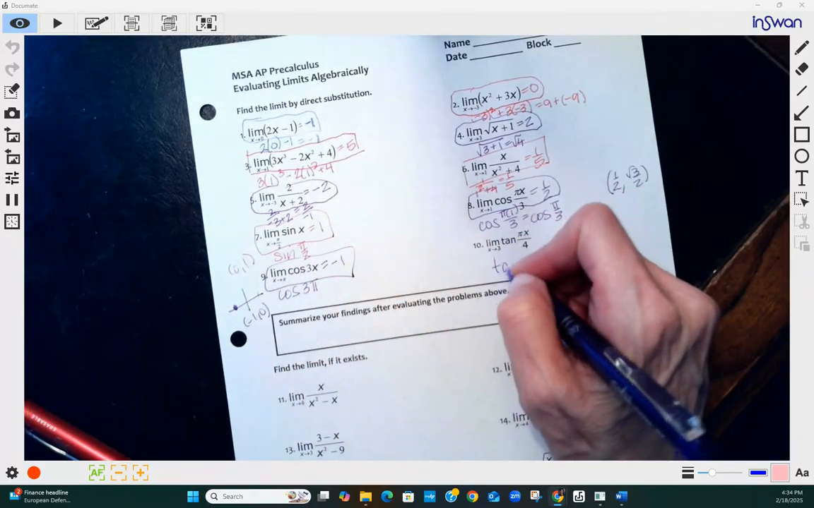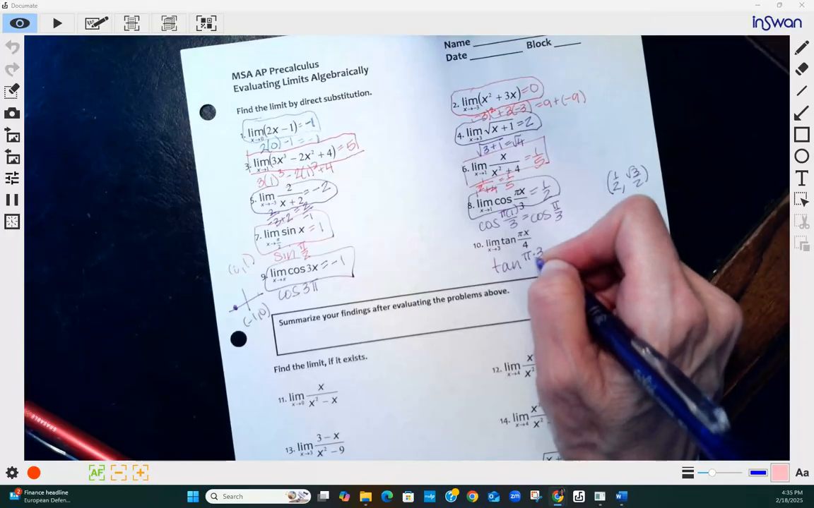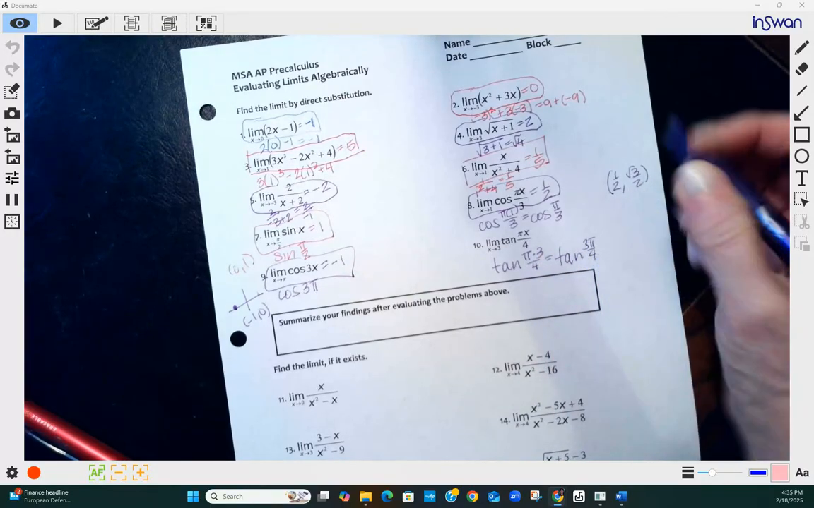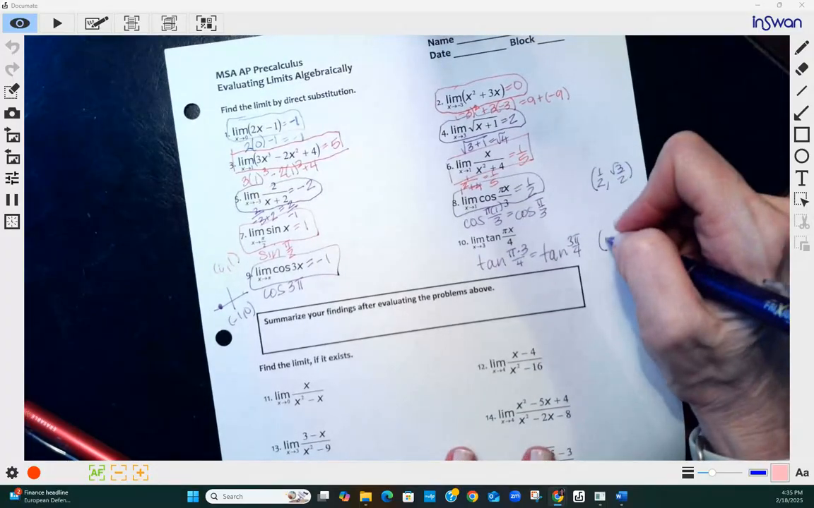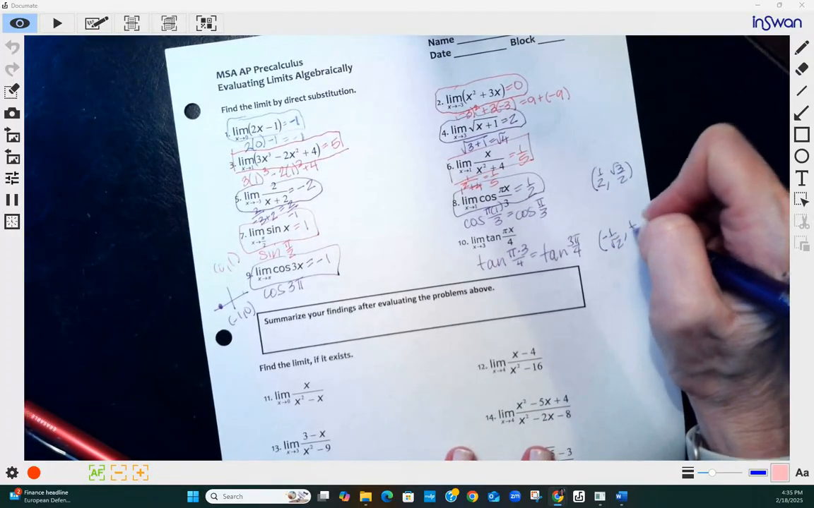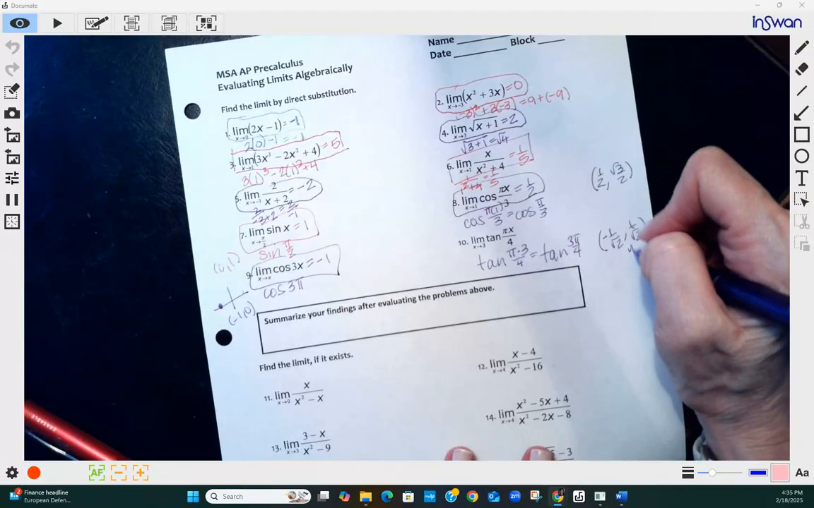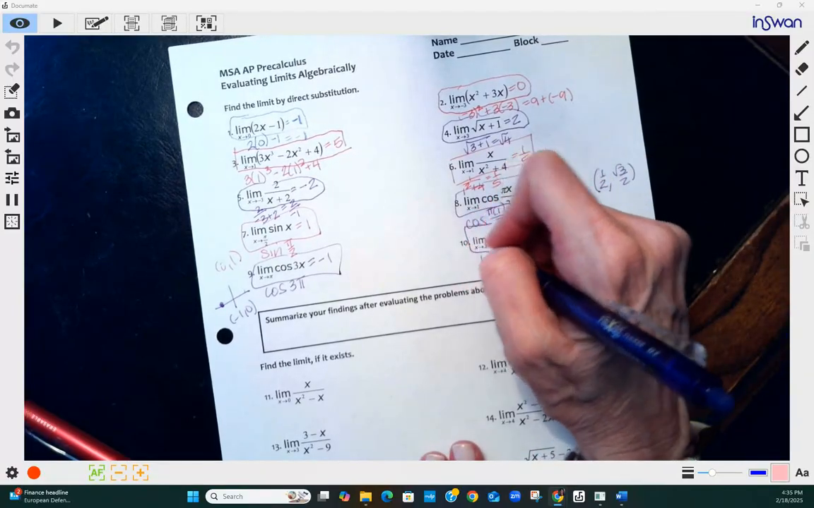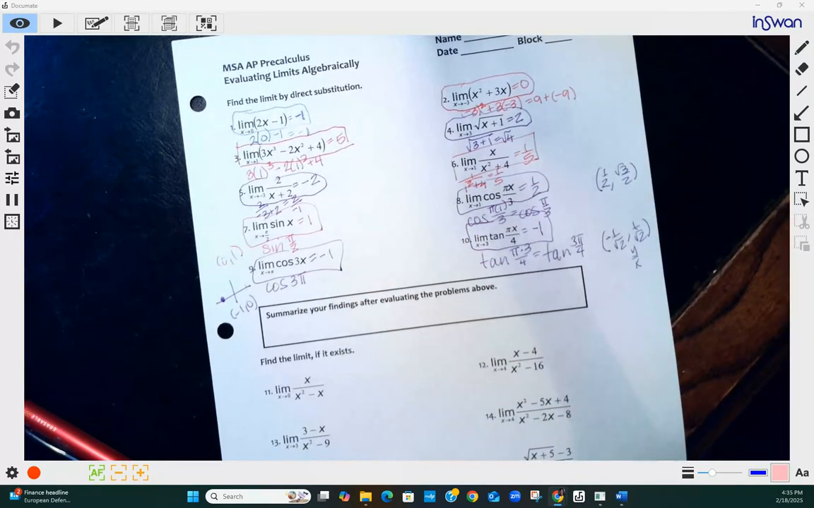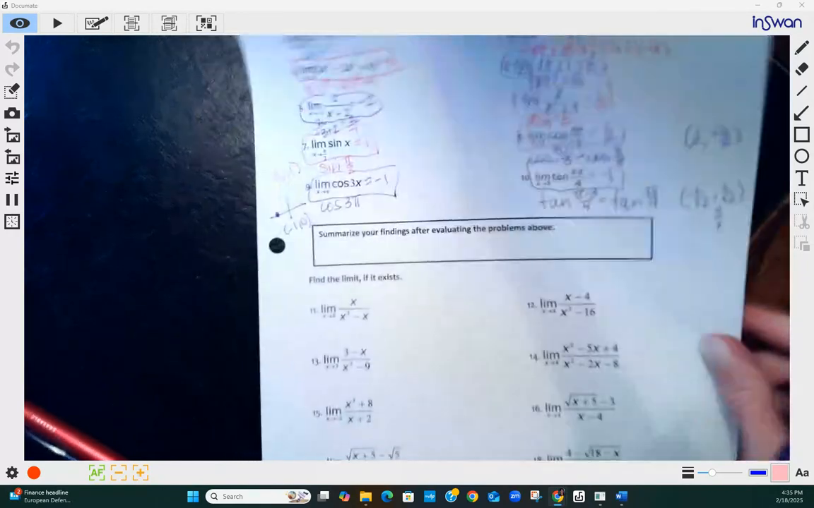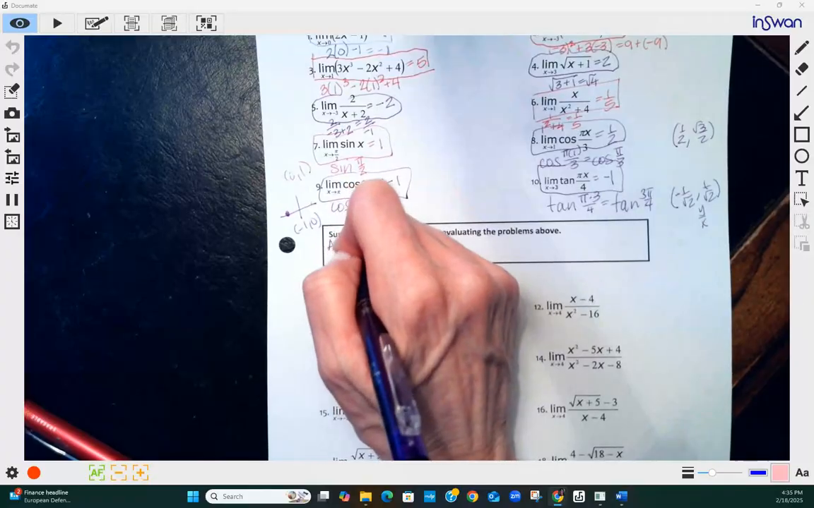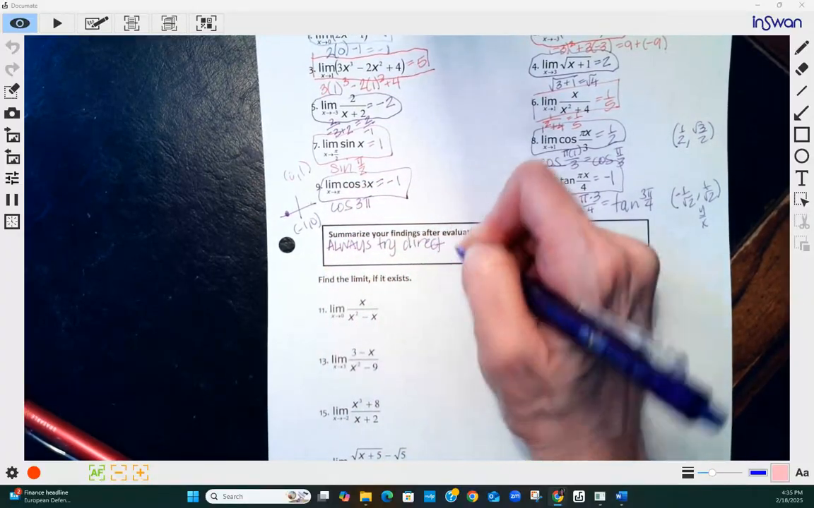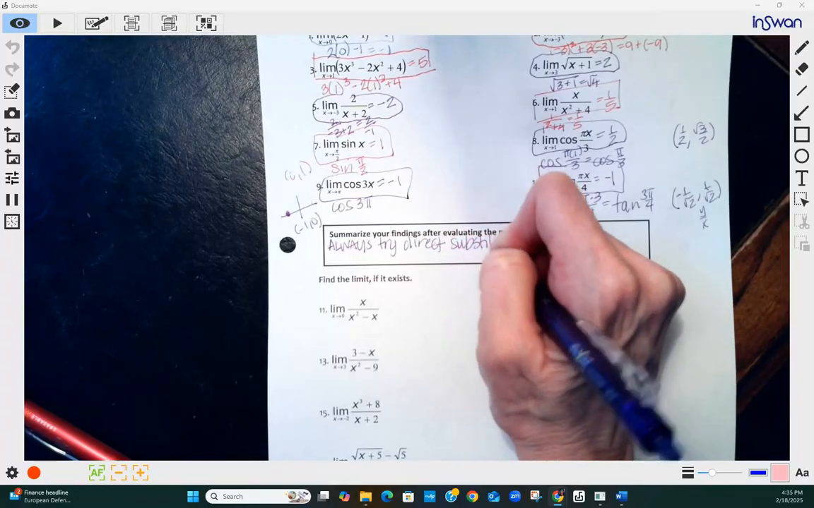And lastly, the tangent of pi times 3 over 4 is tangent of 3 pi over 4. Second quadrant, that would be -1 over root 2, 1 over root 2. Tangent is y divided by x. So the answer is -1. All right, so the takeaway there is always try direct substitution first.